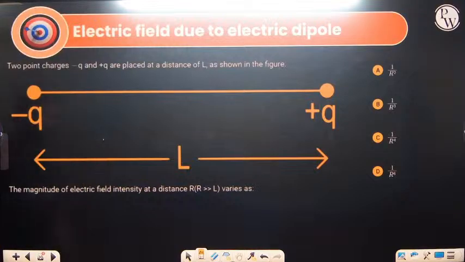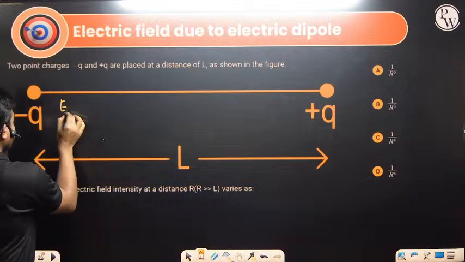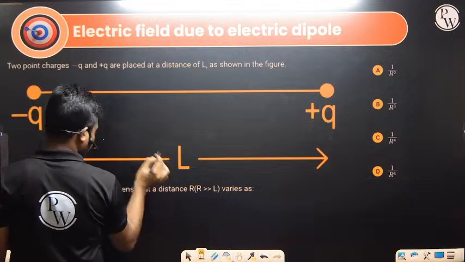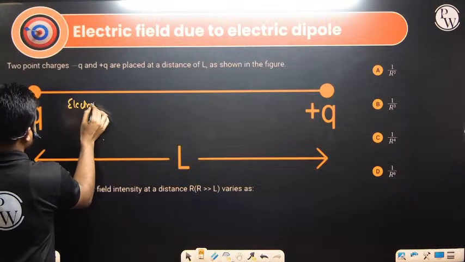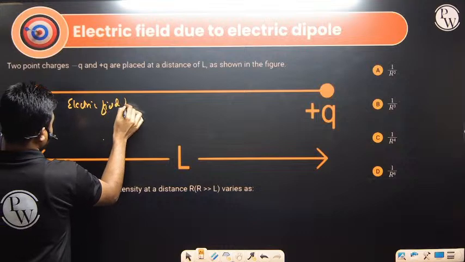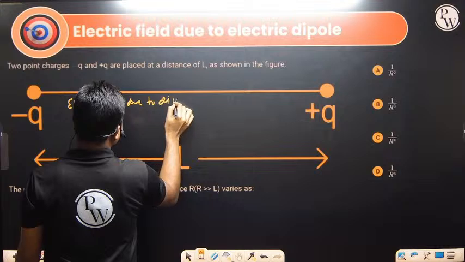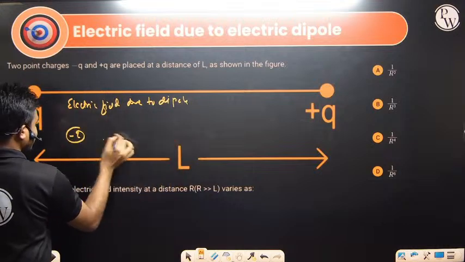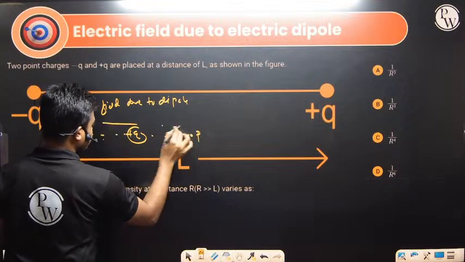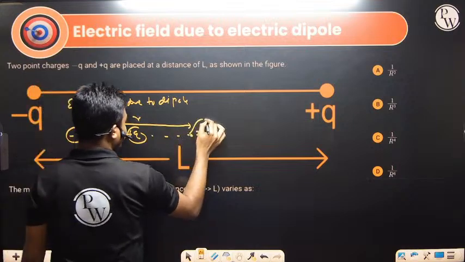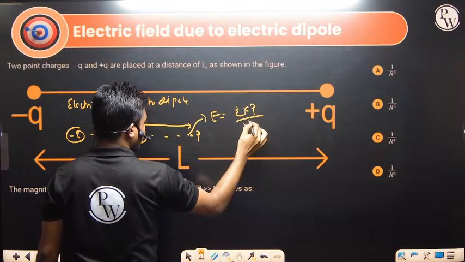This question is from electric field due to a spherical shell and electric field due to a dipole. So for the electric field due to a dipole, you can note down the formula directly. Suppose this is the minus q charge and this one is the plus q charge. If you are calculating at this particular point P at distance R from it, E is equal to 2kp divided by r cube.